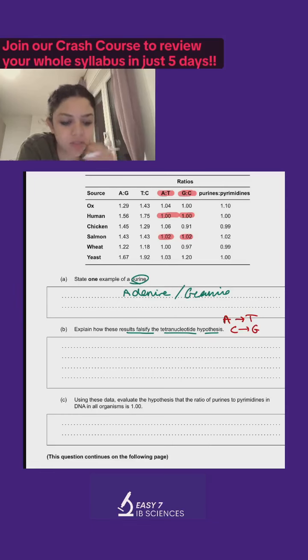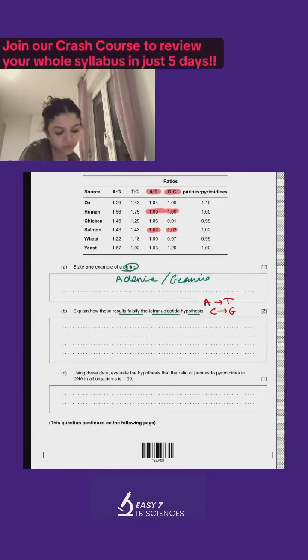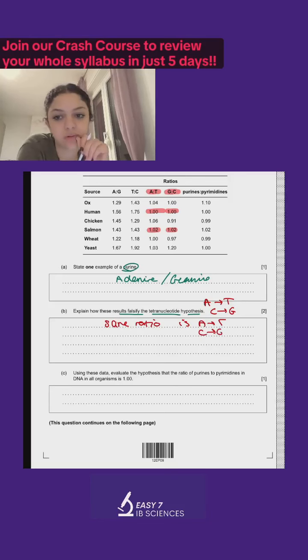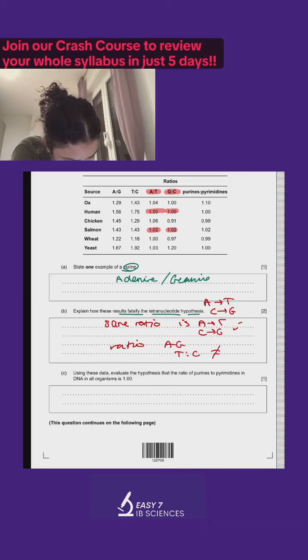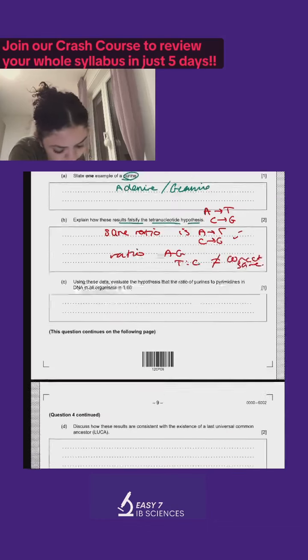All right. So basically in the answer, you can just say the only ones that have the same ratio is A and T, and C and G. And that's how you get this one. And you can say the ratios of A and G and T and C are not the same. And that's how you know the hypothesis is incorrect.